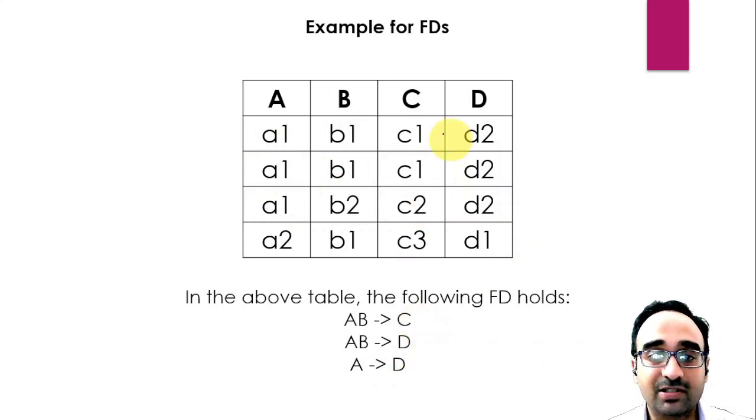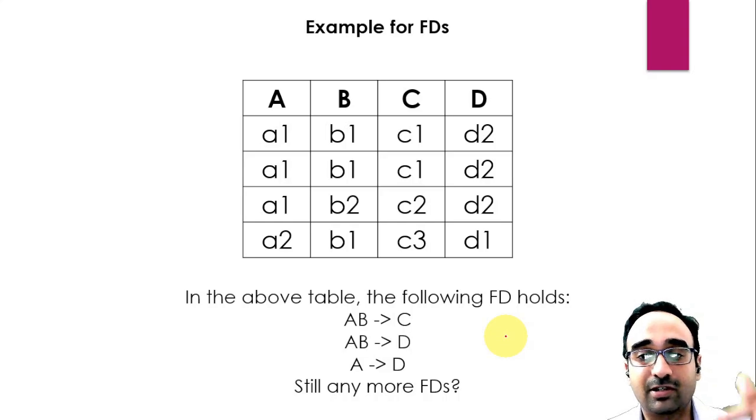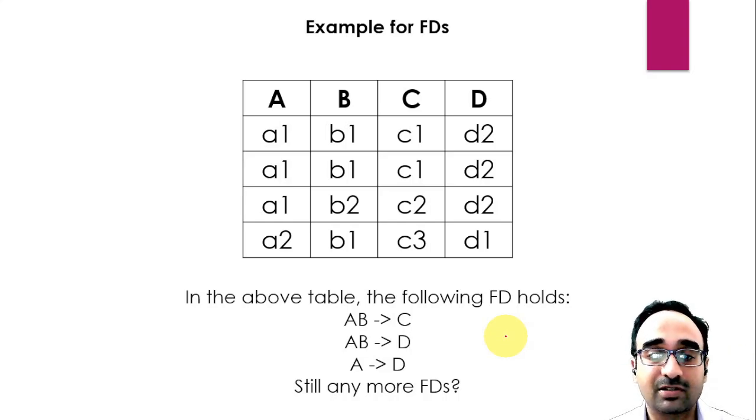Okay, so from this example we got 3 functional dependencies. Are there still any more functional dependencies? Can you tell me? Take this as an exercise and give the answer. You can comment below the video what are the further FDs you found.